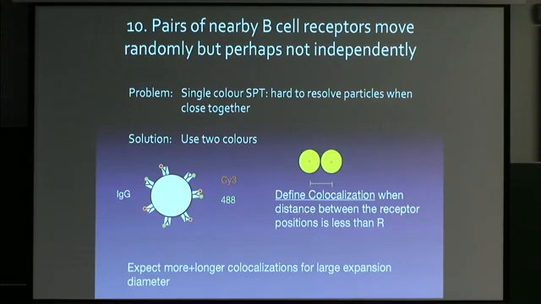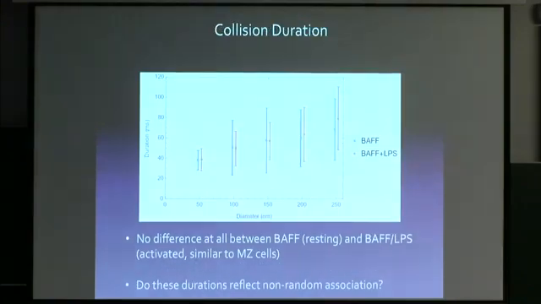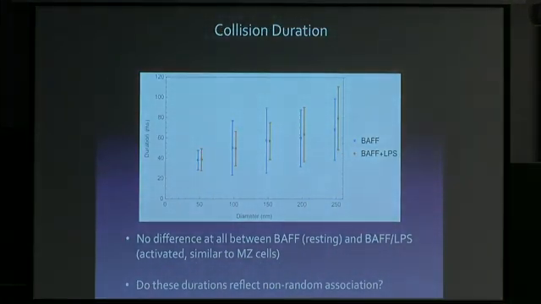Then we took lots of movies, and we define co-localization when the distance between the receptor positions is less than r. Obviously if your r is big, then you expect longer and more co-localizations to occur. So what did we see in terms of duration of co-localizations? We defined 5 different expansion radii. Red and green within 50 nanometers, we count how many frames we have them within 50 nanometers. How many frames do we have them within 100, up to 250?